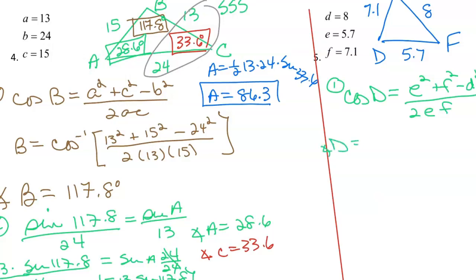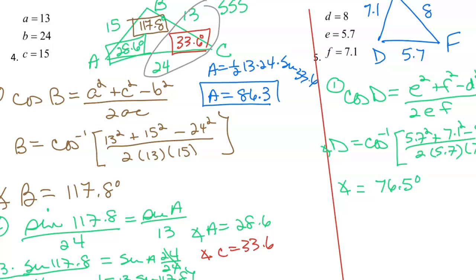Angle D will equal the cosine -1 of, now let's plug in. E is 5.7 squared. F is 7.1 squared minus D, which was 8 squared, over 2 times 5.7, see the pattern, 7.1. And putting that in my calculator, I will directly get an angle of 76.5 degrees. So this is 76.5 degrees.